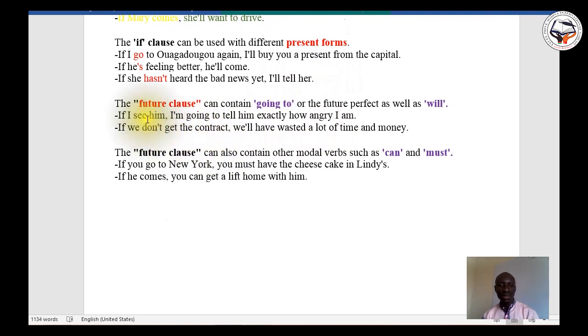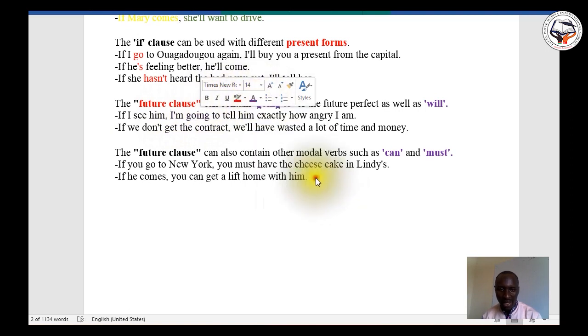Now, the future clause can contain going to, or the future perfect as well as will. If I see him, I'm going to tell him exactly how angry I am.